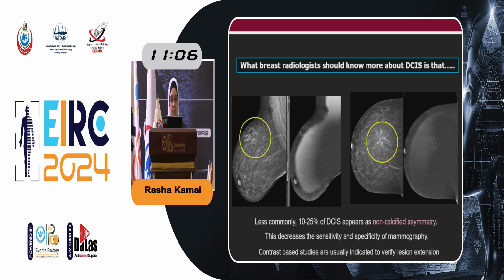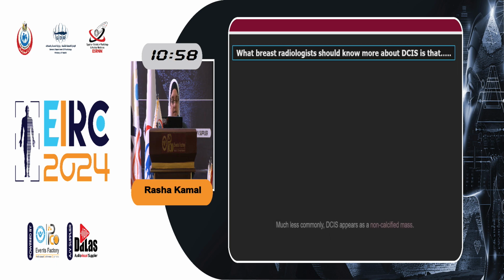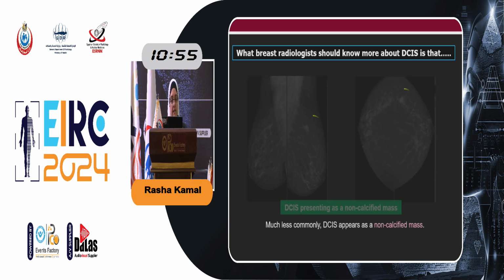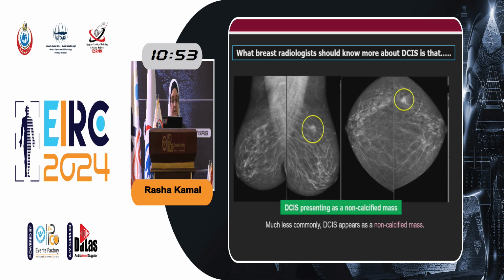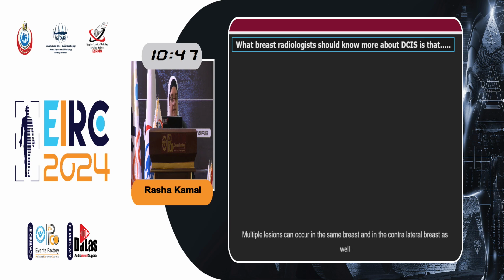This is the contrast mammogram of the same case, showing a very faint contrast uptake corresponding to this subtle asymmetry. Also, some DCIS might present as a non-calcified mass, like in this case. There is a small mass in the left upper outer quadrant, and it is a non-calcified DCIS.